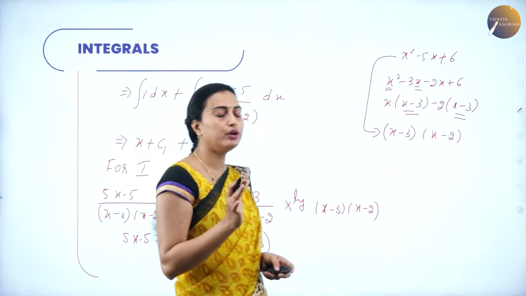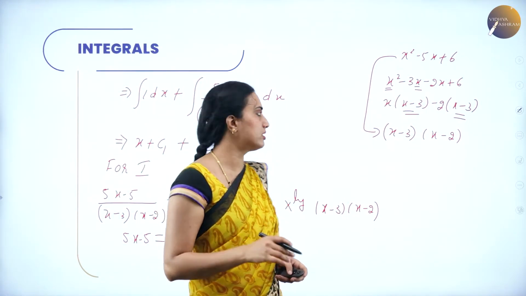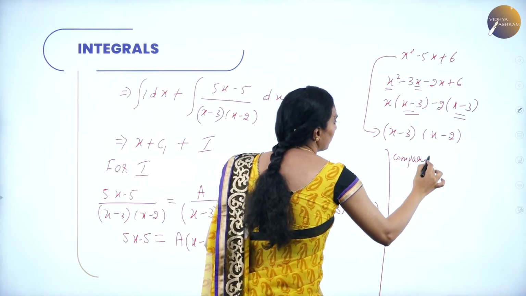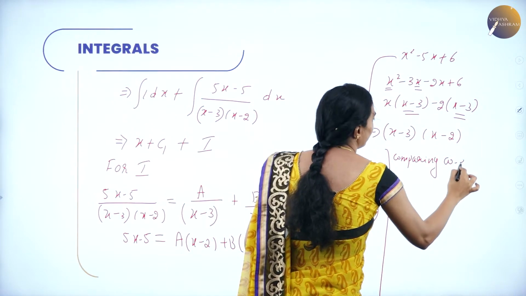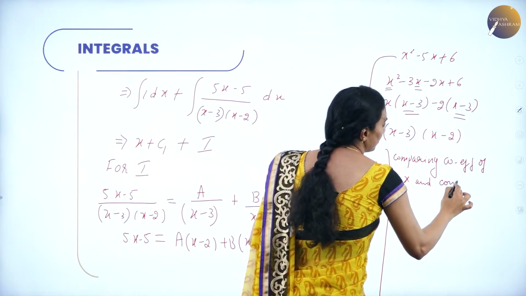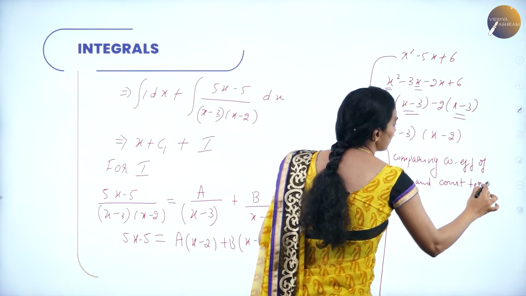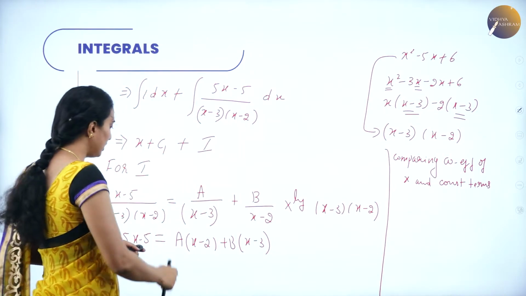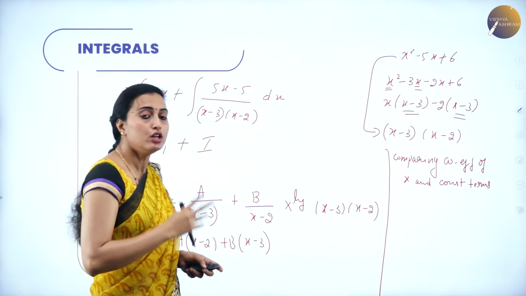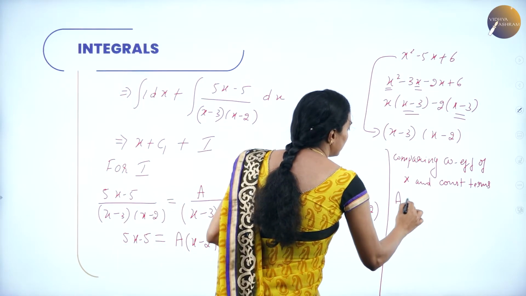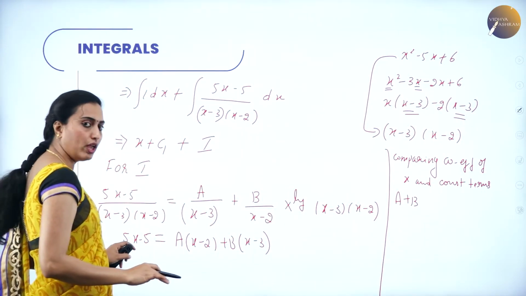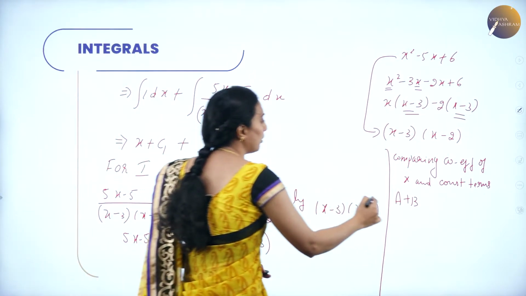Now what you are going to do? You are going to compare the coefficient of x and the constant terms. What happens to this condition? Now you can observe, dear students, here a into x plus b into x. x can be taken common factor, a plus b, isn't it? So a plus b in the right hand side, and in the left hand side, coefficient of x is 5 here. So a plus b is equal to 5.